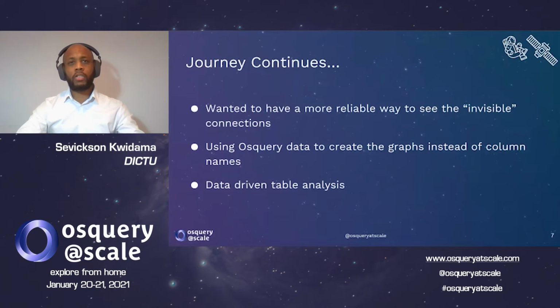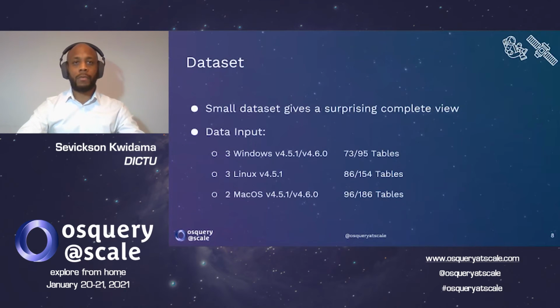The dataset I used was small, but gave a surprisingly complete view of the connections. Data input was just three Windows systems, Windows 10 and Windows 2012, running 4.5.1 and 4.6.0 versions of osquery. And for Windows, the total amount of tables was 95, and I could get information from 73 of those tables. Not all tables can give results, as some are evented tables or have specific constraints I could not satisfy. For Linux, I had a combination of Ubuntu and Debian, and macOS was running the latest versions.